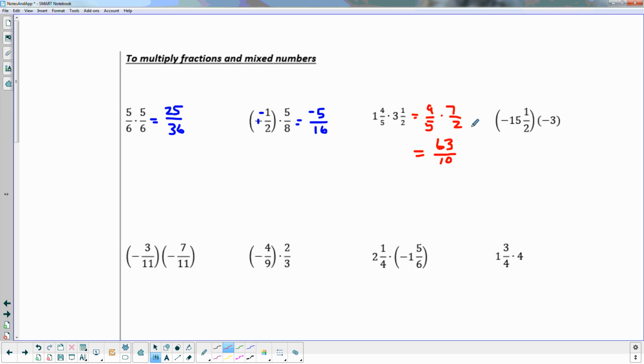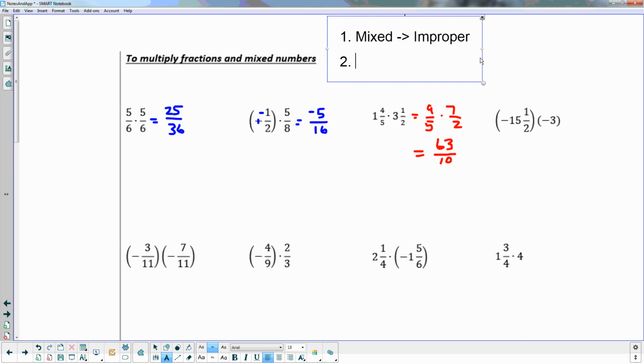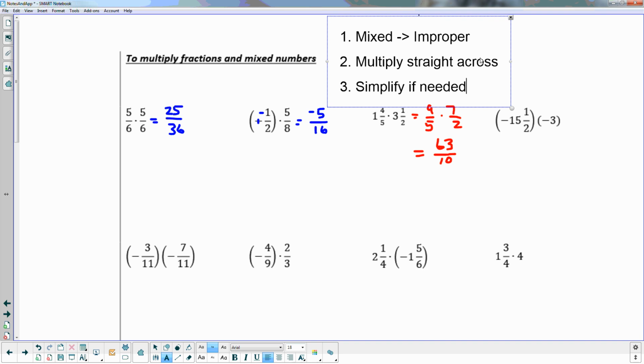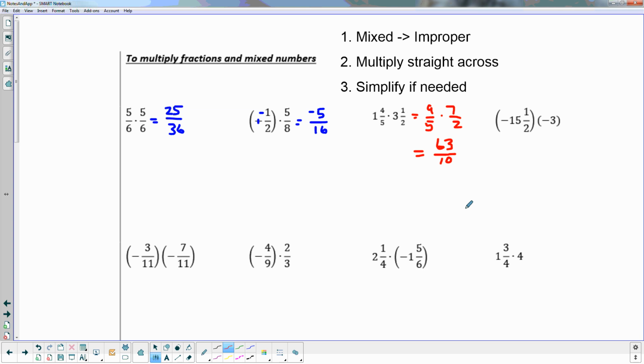Okay. So using that idea, we can kind of fill in our steps just like before. Let's go ahead and do that. So what I want to start off with is mixed numbers to improper fractions. And then I want to multiply straight across, kind of meaning top times top and bottom times bottom. And then simplify if needed. Okay? So that's my method for multiplying fractions.